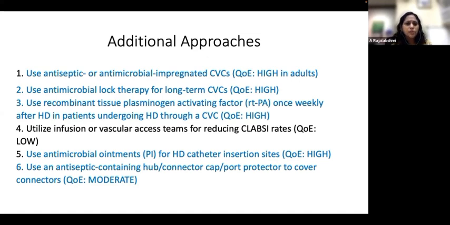Then use antimicrobial ointment for HD catheter insertion. Again, the quality of evidence is high. That can be easily tried as an additional approach. Use an antiseptic containing hub or connector cap or a port protector to cover the connector. This is again an additional approach, but this has helped because I have first-hand experience of using this in our ICU when we had an outbreak and we couldn't control it with the usual approach.